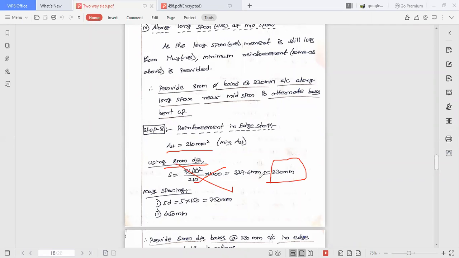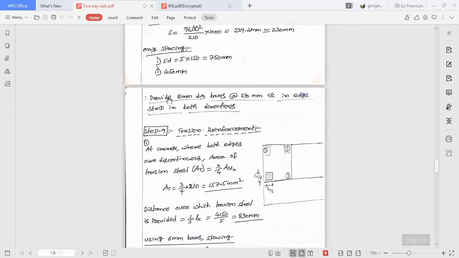You can write directly, and up to here you can copy. But the maximum spacing for edge strip is different, which is 5D or 450. Remember this well; don't skip writing these just because they aren't used. You have to check this spacing. Only after checking the spacing obtained here against the maximum spacing should you finalize it. Now out of these 3, the least value is 230 only, right? So the least value will be 230 mm only. Therefore the final statement is provide 8 mm dia bars at the rate of 230 mm center to center in edge strip in both the directions.